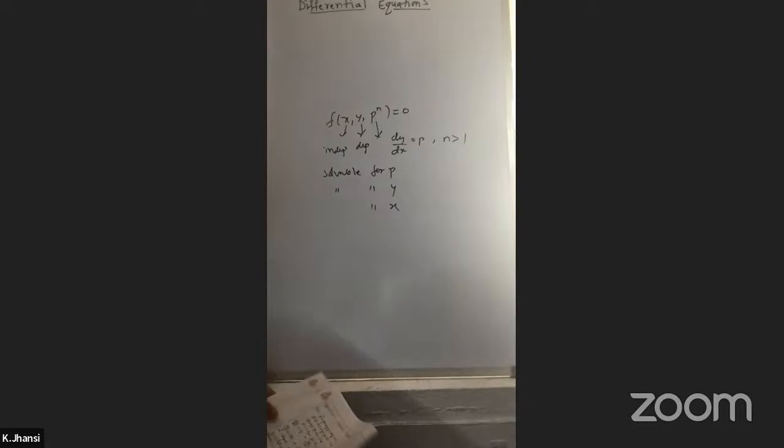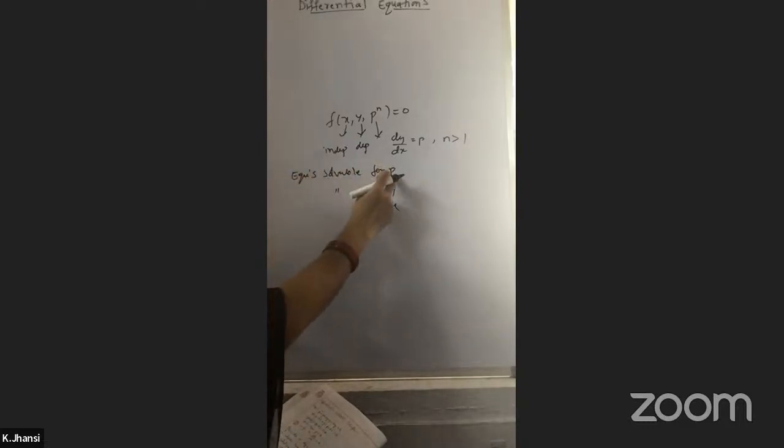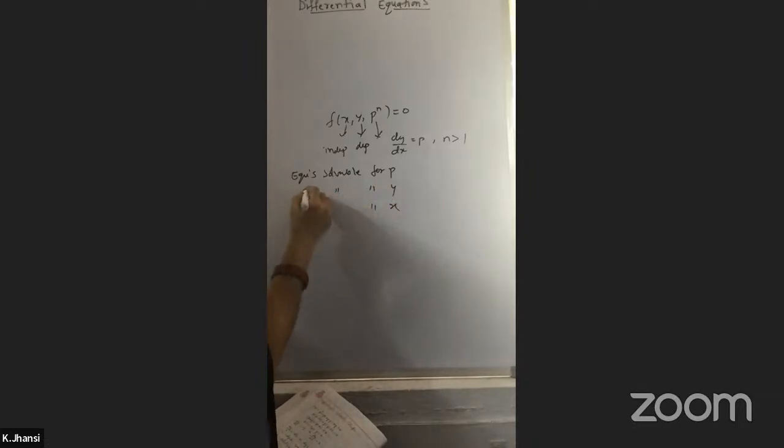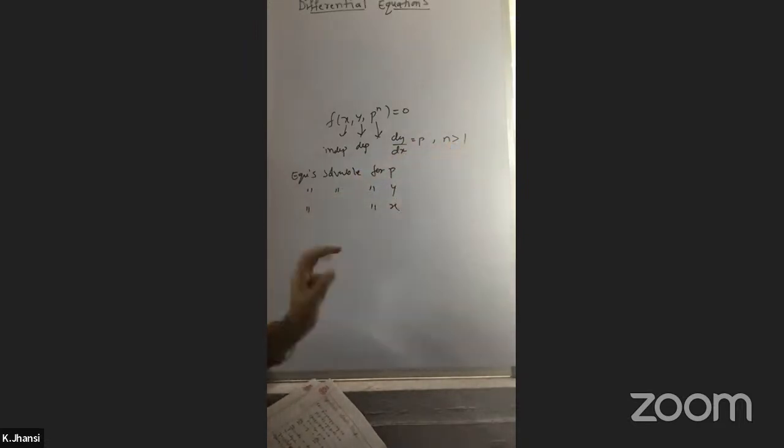By seeing the question, you have to identify whether it is an equation solvable for p, solvable for y, or solvable for x. To identify solvable for p, here n is greater than 1, and it will be in the form of an algebraic expression.